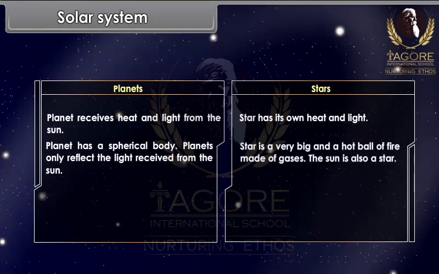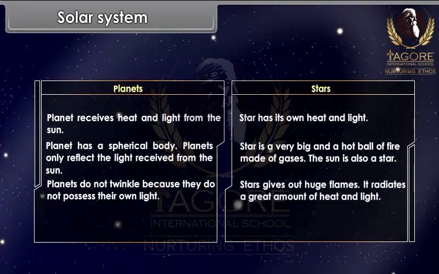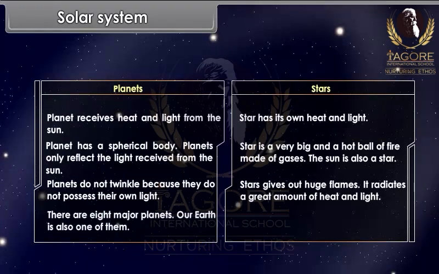Star is a very big and hot ball of fire made of gases. The sun is also a star. Planets do not twinkle because they do not possess their own light. Stars give out huge flames. It radiates a great amount of heat and light. There are 8 major planets. Our Earth is also one of them.